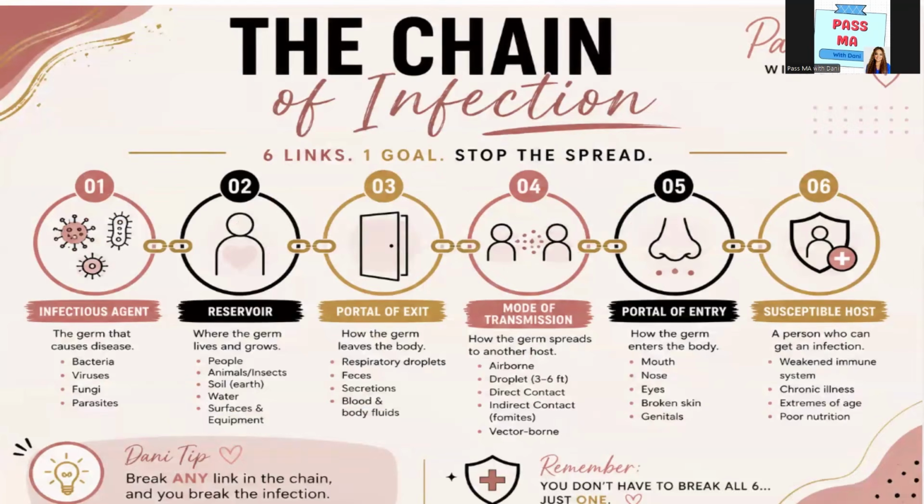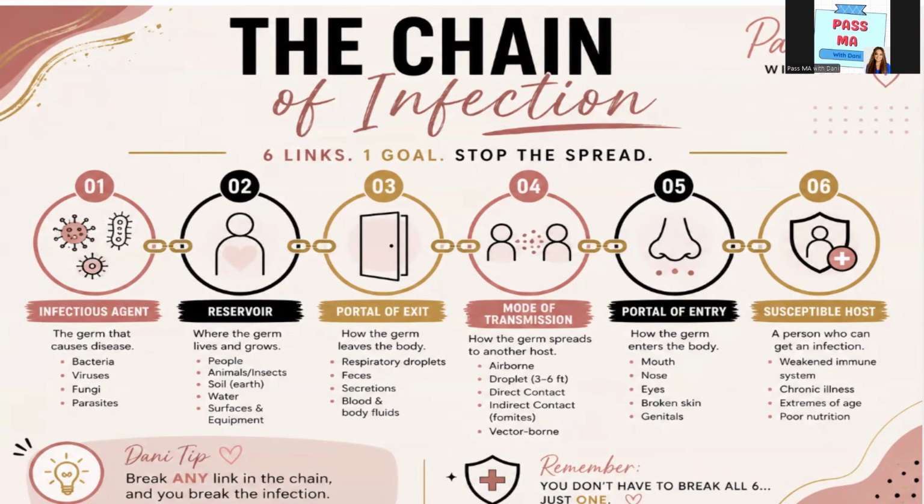So now that we know that this is important, let's break down what the chain of infection actually looks like. I want you to think of the chain of infection as a cycle. It keeps going over and over unless something stops it. It starts with the infectious agent. Think of this as the germ that causes the disease. We also call this the pathogen, right? Again, think of a bacteria, a virus, fungi.